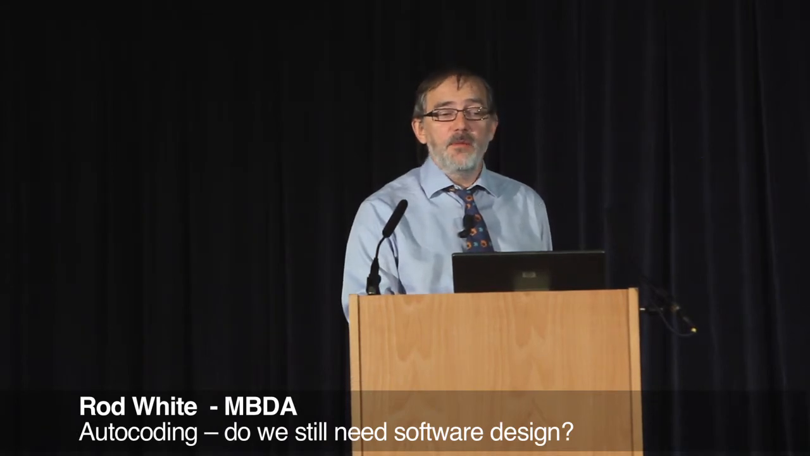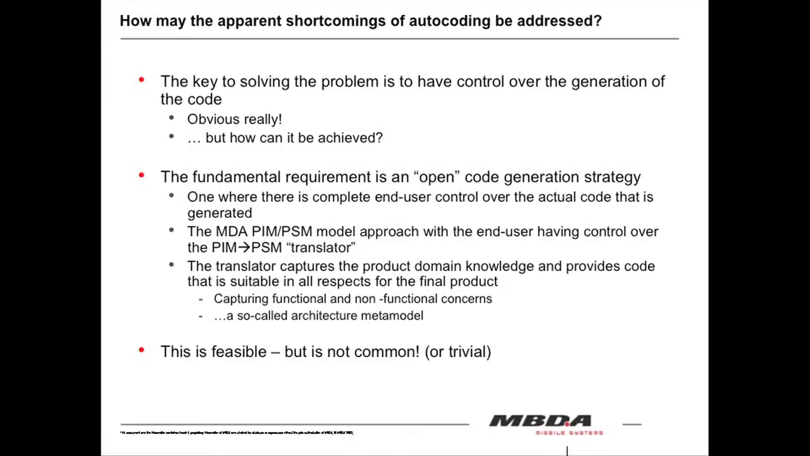So how can we overcome these apparent shortcomings? Well, it's obvious, really. We just take control of how the code is generated. If only it was that easy. What we need is an open code generation strategy, so the end user has complete control over the code that is generated. And the code then is generated for the product domain that is appropriate, not trying to generate a generalized solution.